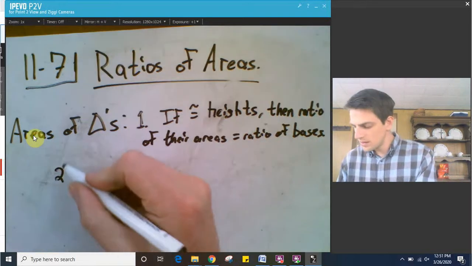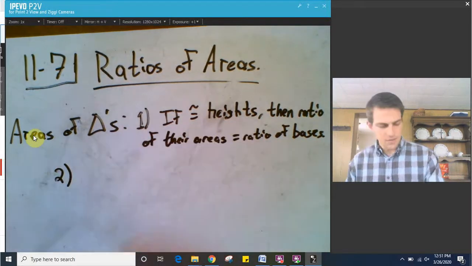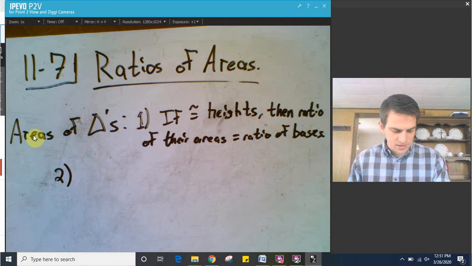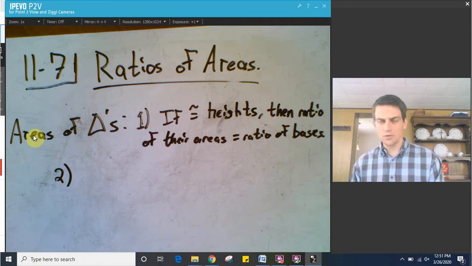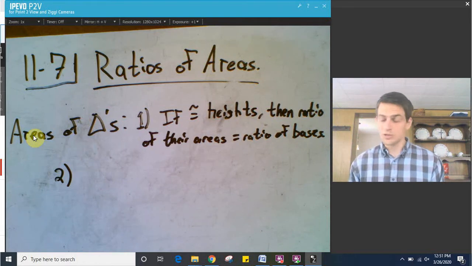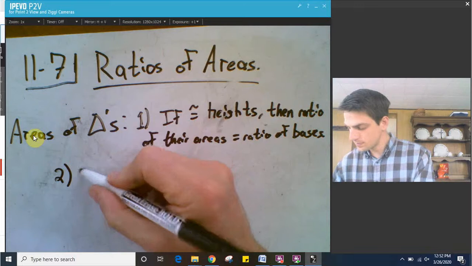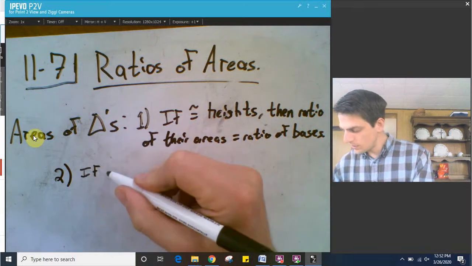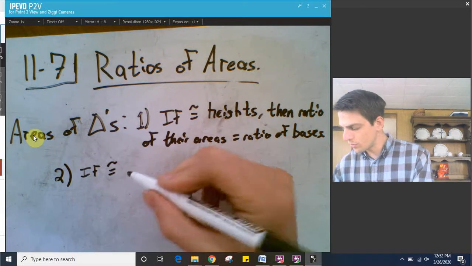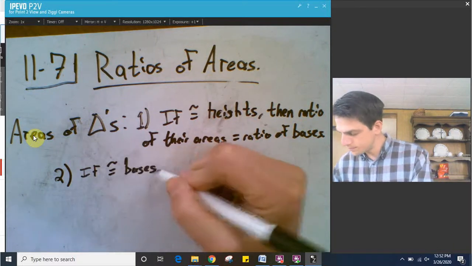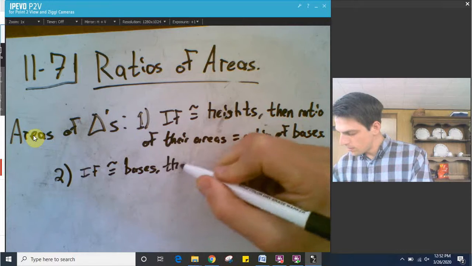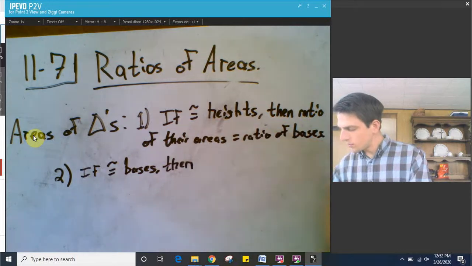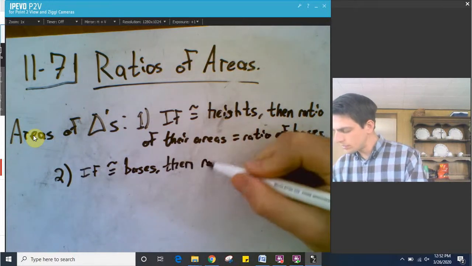The second thing from the purple box is going to be if they have equal bases, and it's the same idea. If two triangles have equal bases, then the ratio of their areas is the ratio of their heights. So if, or I should say congruent bases, then the ratio of their areas is equal to the ratio of their heights.